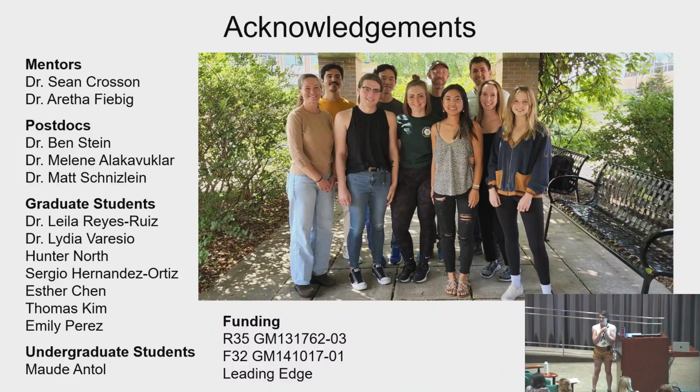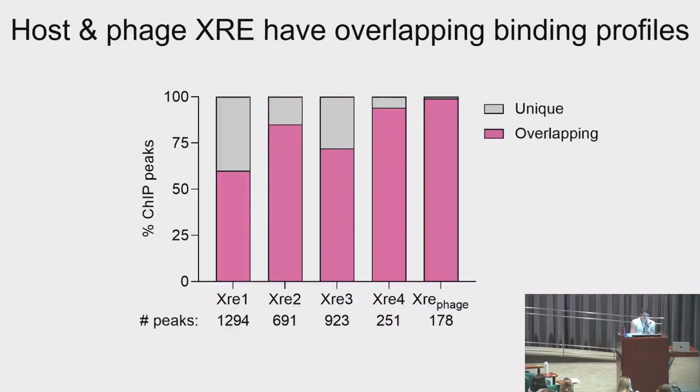Hi, Zoe from the University of Utah. I was struck by the similarity between the phage XRE and the Caulobacter ones, and also the fact that you see it in a bunch of different Caulobacter phage. Do you think that was a single acquisition from the host genome? Do you know anything about the evolutionary history? Yeah, let's see if I have that slide.